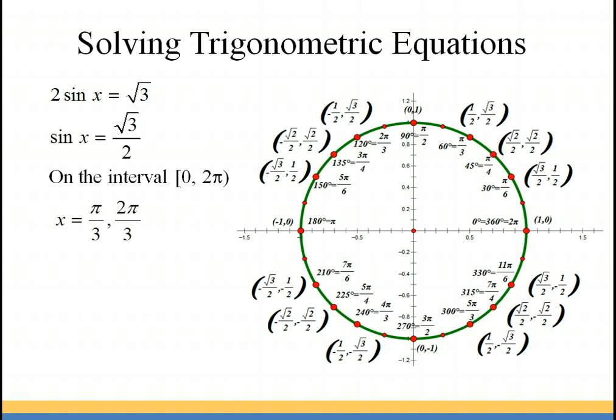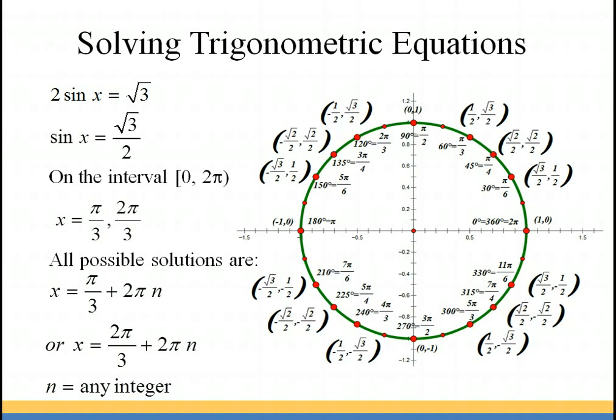And there's no easy way for us to write the distance between pi over 3 and 2 pi over 3, and then the distance all the way back around to pi over 3. It's a big difference between the distances. So in this case, what we have to do is express them as two separate equations. So pi over 3 and all its coterminal angles is going to be pi over 3 plus 2 pi n, and 2 pi over 3 plus all its coterminal angles is going to be 2 pi over 3 plus 2 pi n.